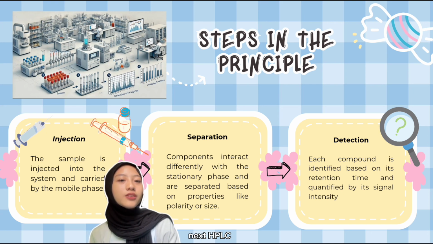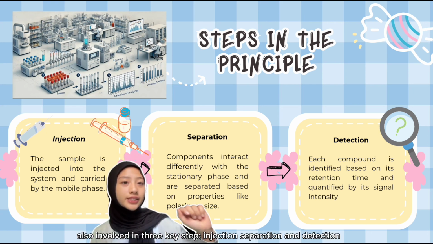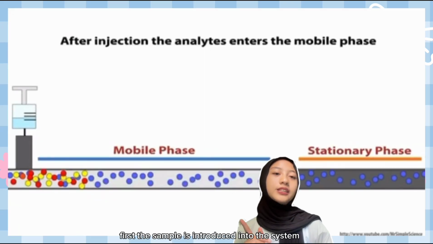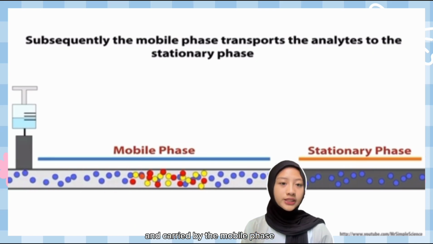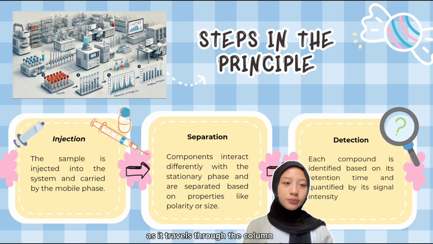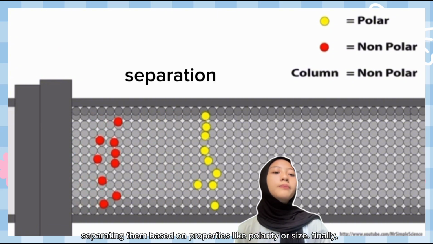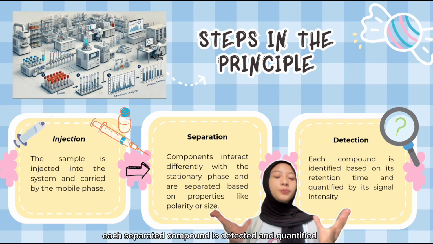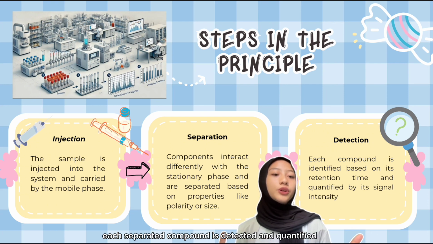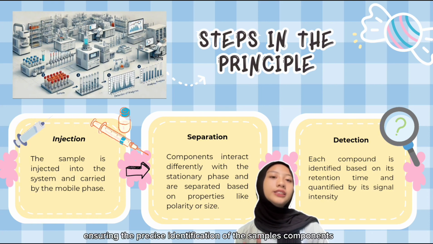Next, HPLC also involves three key steps: injection, separation, and detection. First, the sample is introduced into the system and then carried by the mobile phase. As it travels through the column, the stationary phase interacts with the components, separating them based on properties like polarity or size. Finally, each separated compound is detected and quantified as it exits the column, ensuring the precise identification of the sample components.